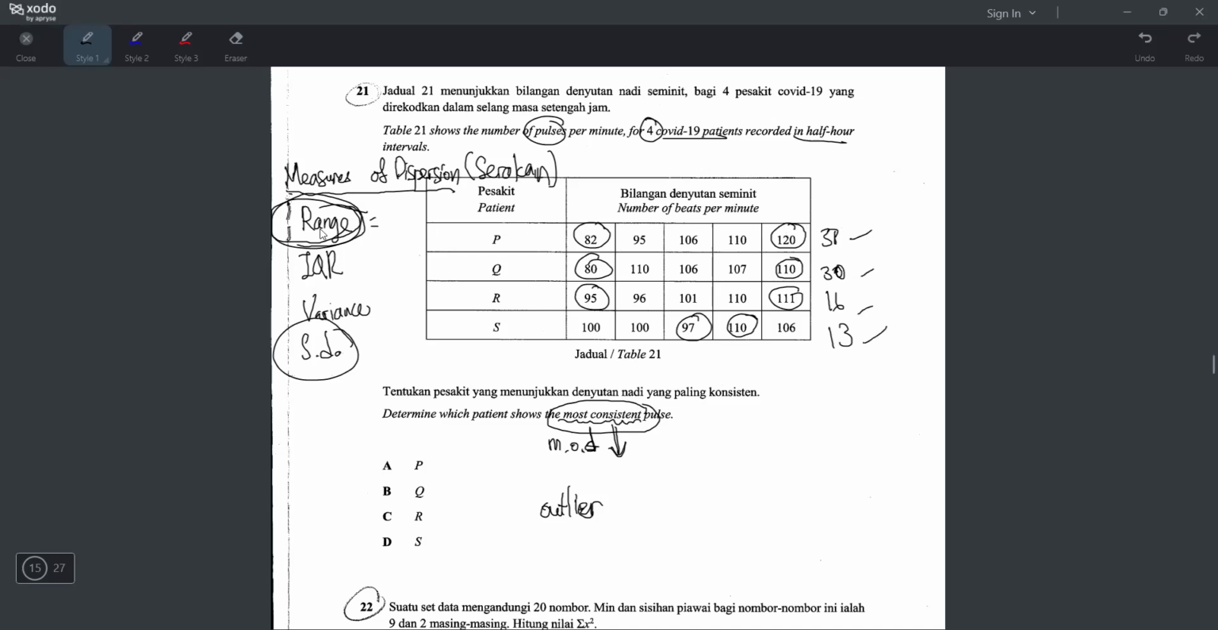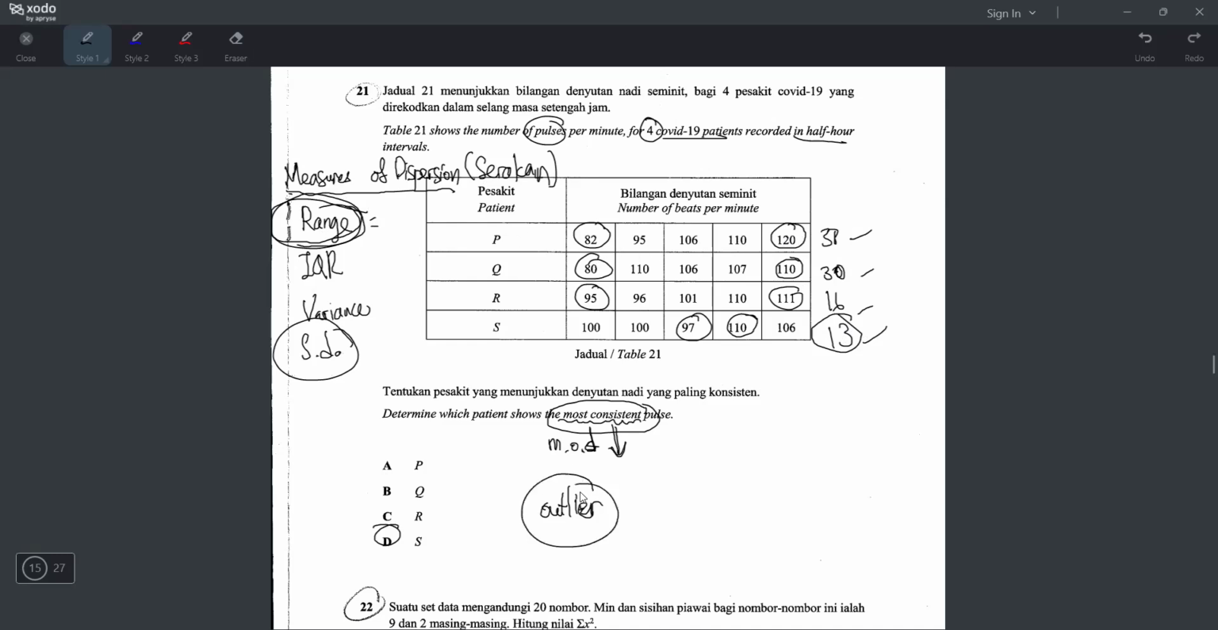So tell me now, which one is most consistent? The one with the highest range or the one with the lowest range? Of course, the one with the lowest measures of dispersion, means lowest range. So patient S is the most consistent. So that's the answer. But I want to tell you something.